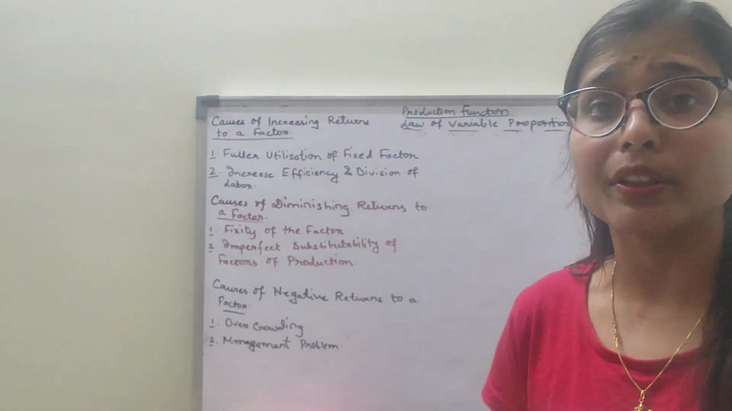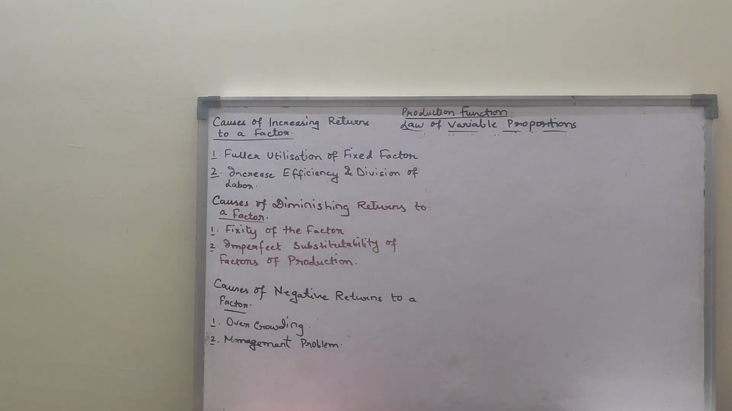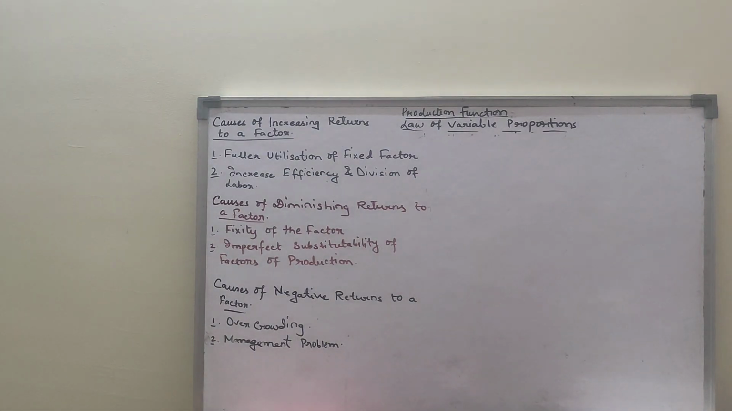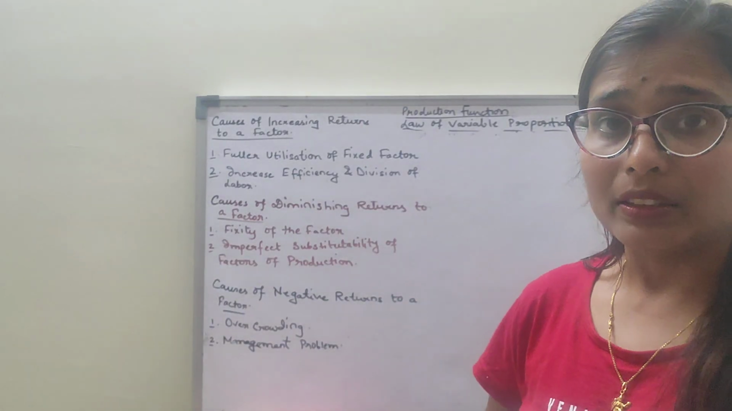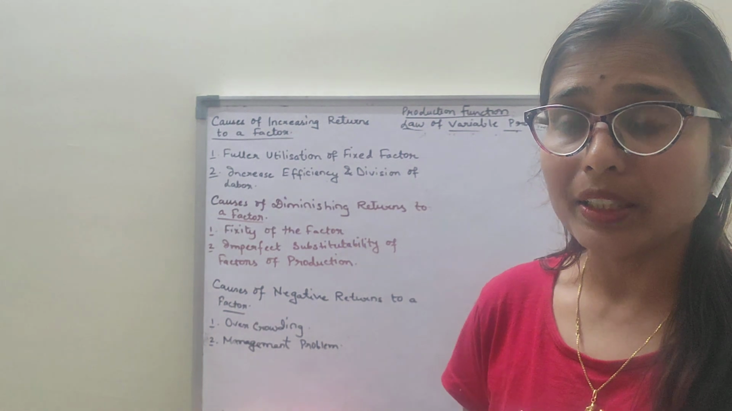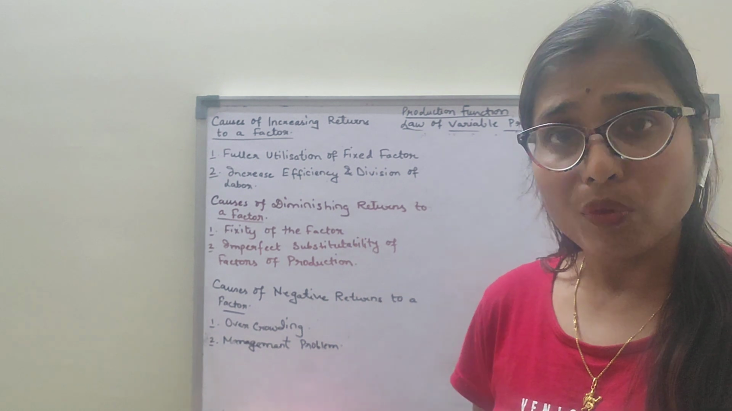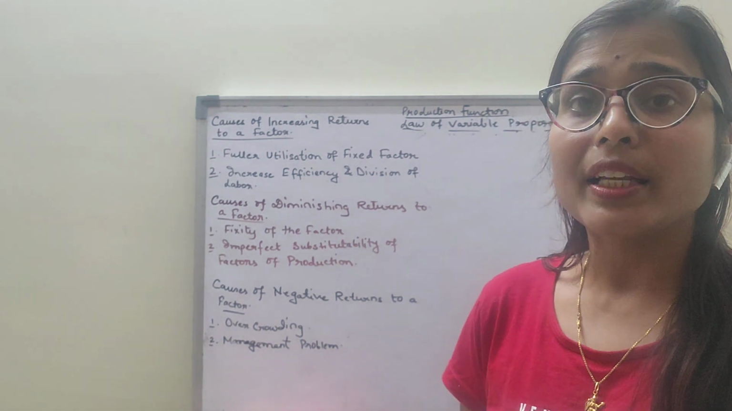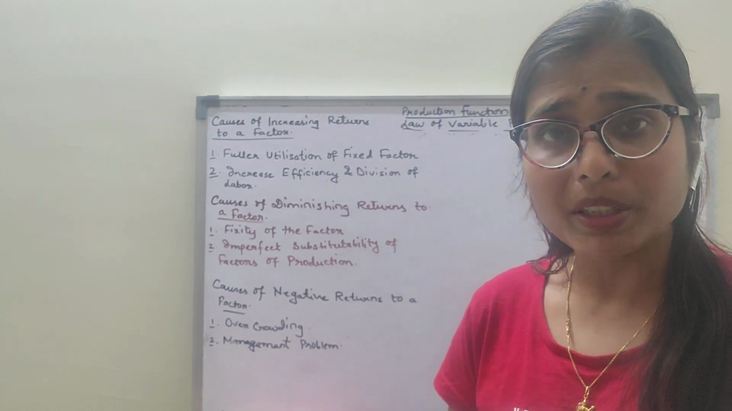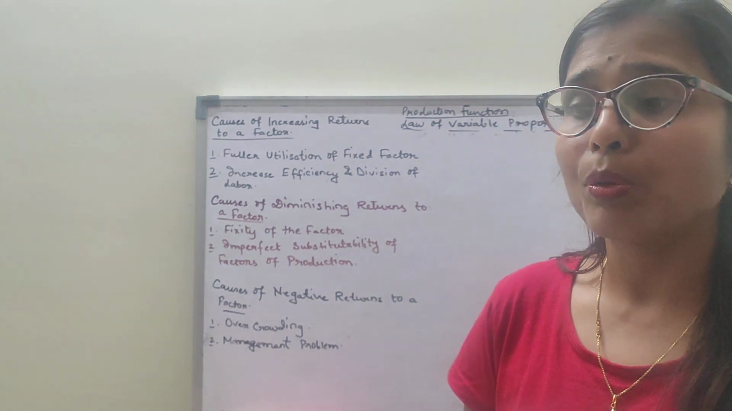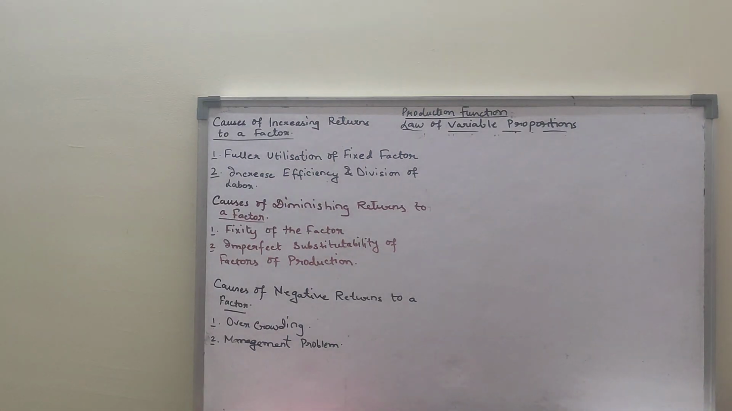Now, causes of the negative returns to a factor. First is overcrowding. What I mean to say is, if more and more of the variable factor is added to the fixed factor, it will create overcrowding. Things will get disturbed. The laborers will fight among themselves. They will say, I will work on this machine. One has to sit, another creates a problem. There will be chaos in the production process. If too many workers work on the given amount of the fixed factor, there will be a disturbance in the work.